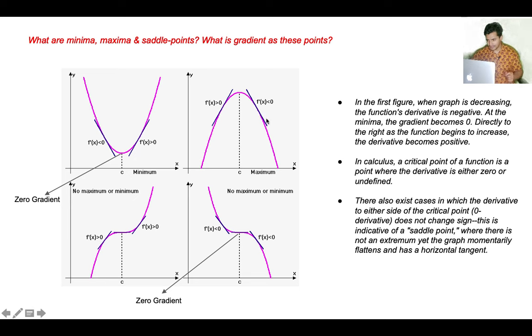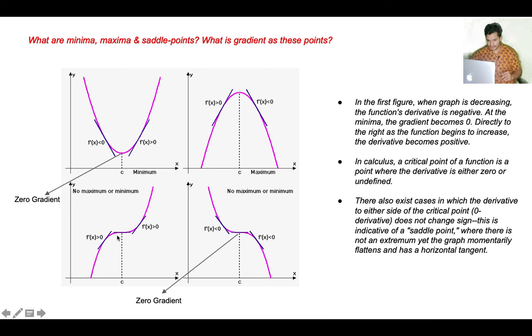A critical point of a function is a point where the derivative is either zero or undefined. And there can also exist cases in which the derivative on either side of the critical point does not change sign. For example, here we know that at minima and maxima the gradient is zero, and also the gradient changes sign, right?